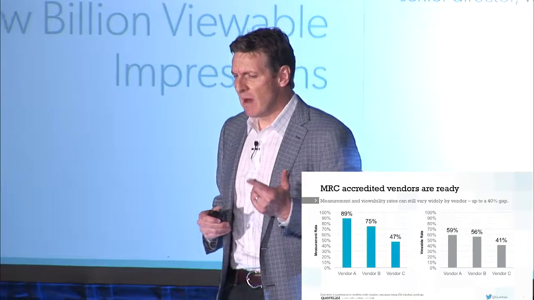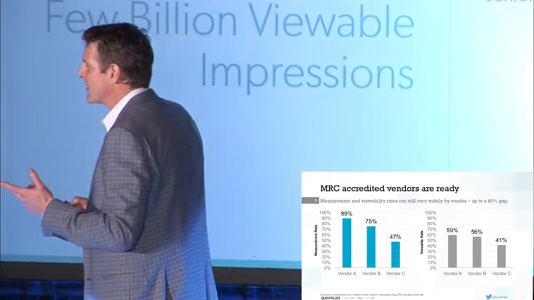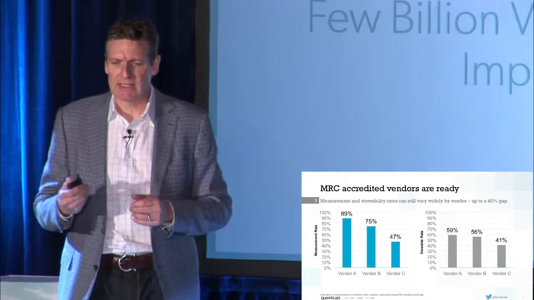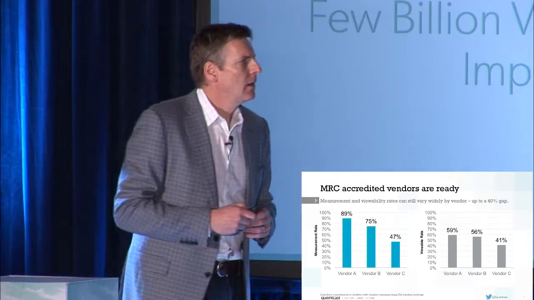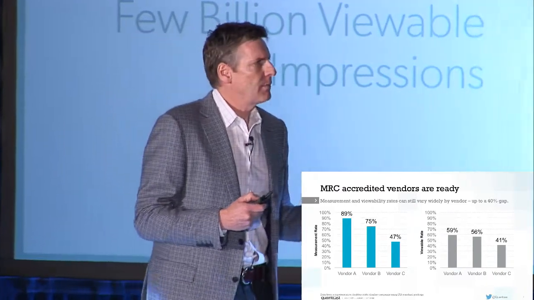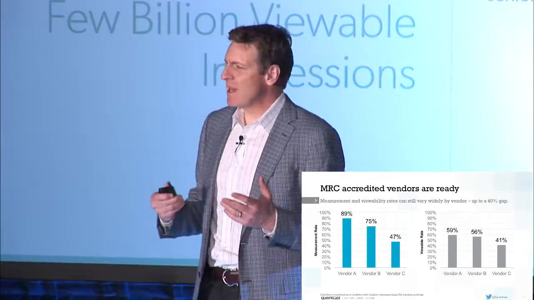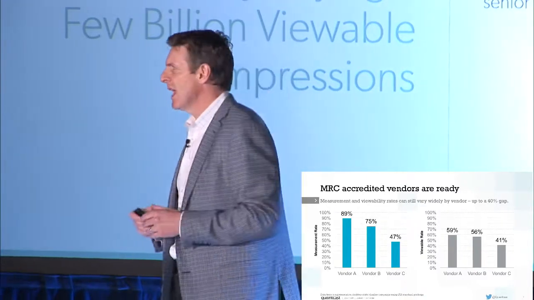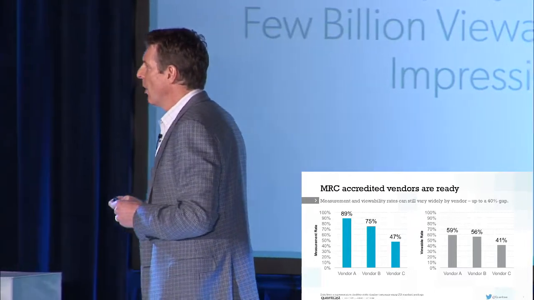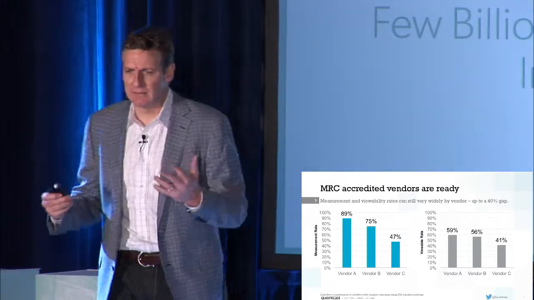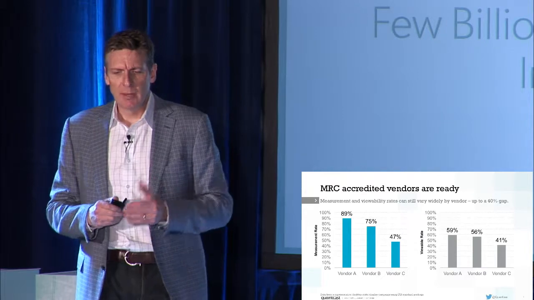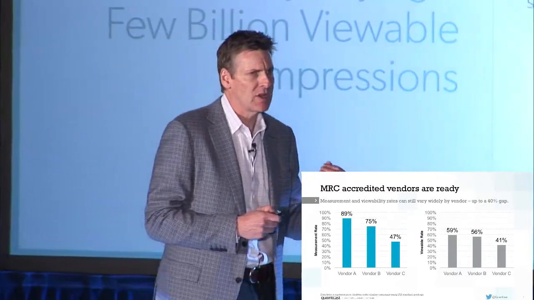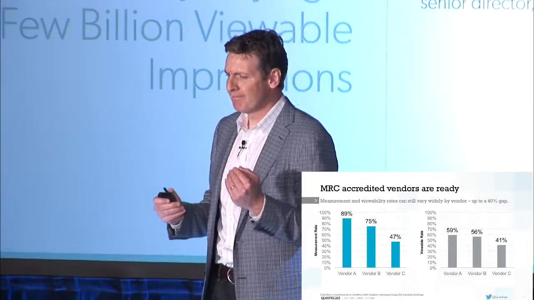Vendor A and Vendor B are MRC accredited. Vendor C is not. And as you can see with the 2 vendors there, it's pretty good. We're looking at about 75 to 95% measurement rate of the impressions. And what we're finding is that best-in-class companies are right around that area, about 80%. No vendor today is capable of measuring 100% viewability for a variety of technical reasons. But vendor C, as you can see, there is a big drop-off at only 47%. So less than half of the impressions they're able to actually measure.